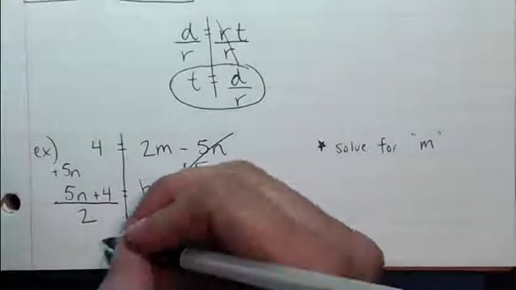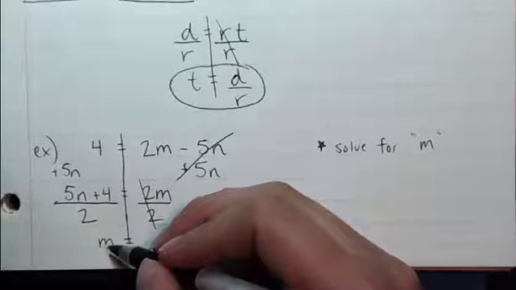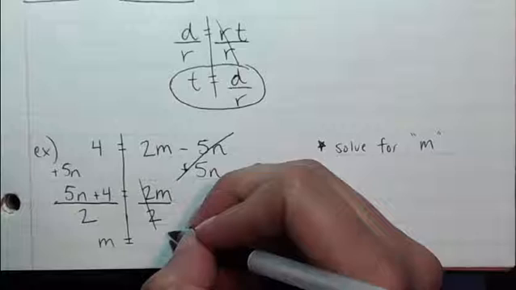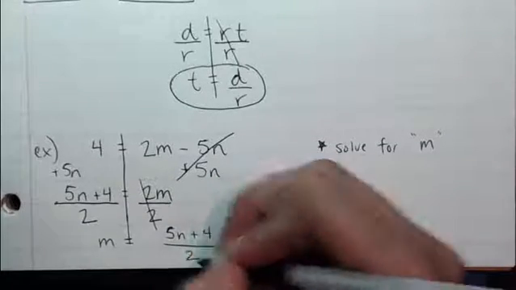And I end up getting m, which is by itself. I just moved it to the left side because the variables always have to be on the left. m is equal to 5n plus 4, divided by 2.